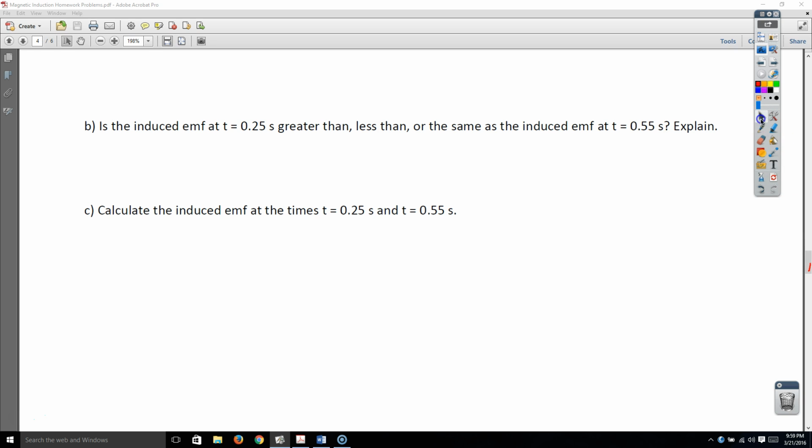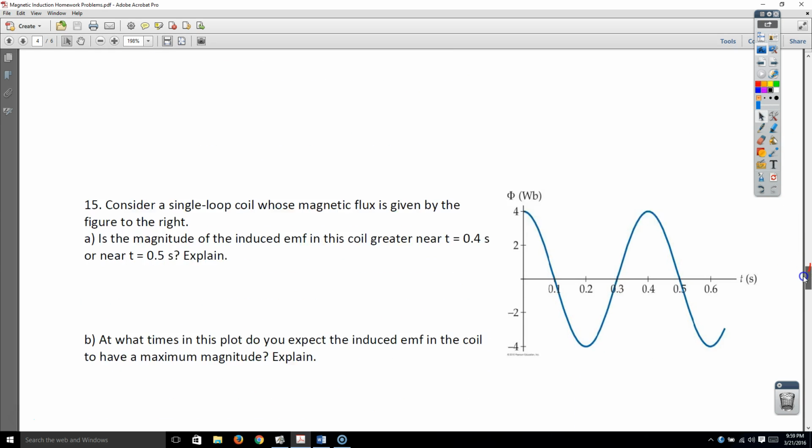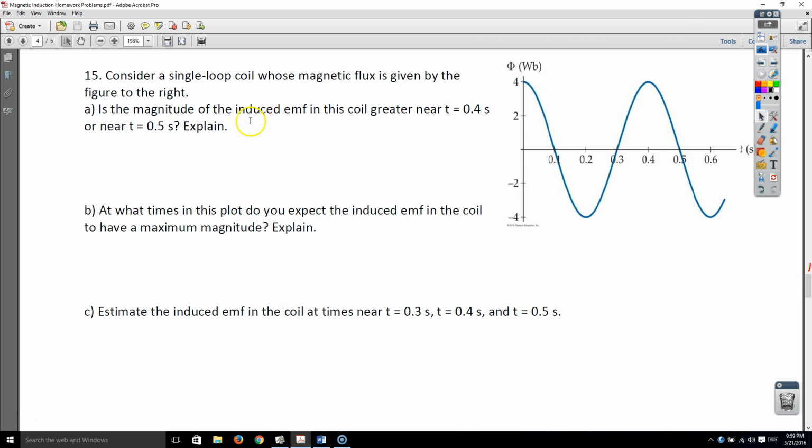The next problem that we have is number 15. It says consider the single loop coil whose magnetic flux is given as the figure to the right. So you can see it's very sinusoidal here. Is the magnitude of the induced EMF in the coil greater at the first time they have there, 0.4 seconds, or is it greater at or near 0.5 seconds?